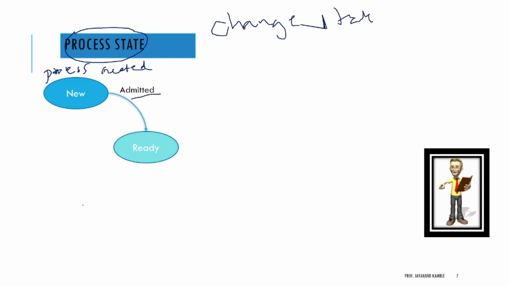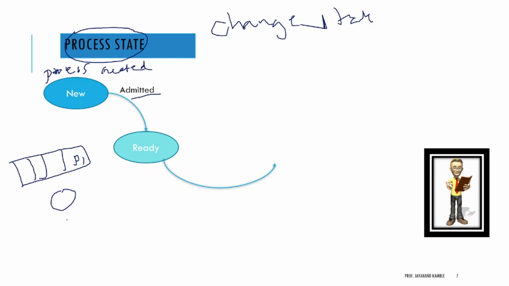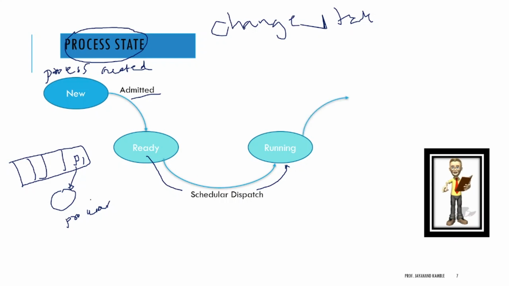That means all processes in the ready queue are ready to execute. However, they are waiting for one of the important resources, that is the processor. When the processor gets allocated to the process by the scheduler dispatch, that process changes state from ready to running. Now, running state means what? The process is allocated the CPU and now the instructions are being executed by the processor. Now, when all instructions are completed with respect to that particular process, the process is going to exit and that state of the process is called terminated.